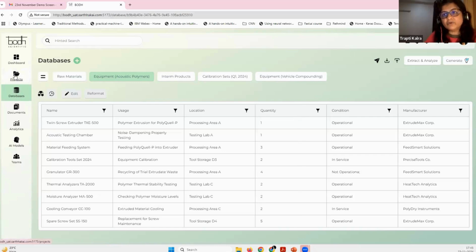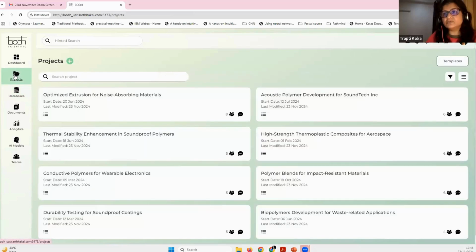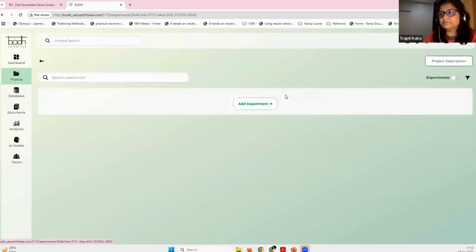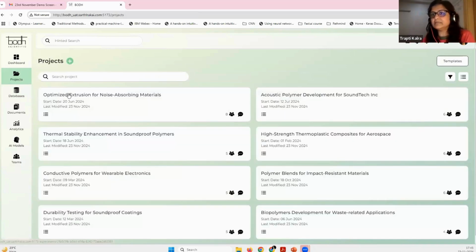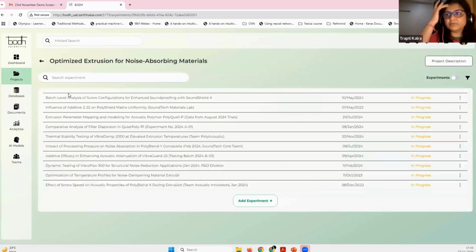And if I just move on to the projects, let's talk about one particular project. So we're looking at the acoustic polymer development for Soundtech. So here, if we just have to go into the project, okay, I think it's another one. So let's say optimized extrusion. So we're talking about extrusion here. So in optimized extrusion for noise absorbing project.